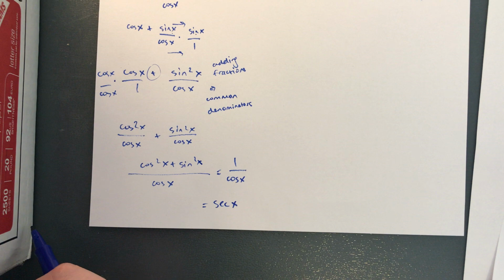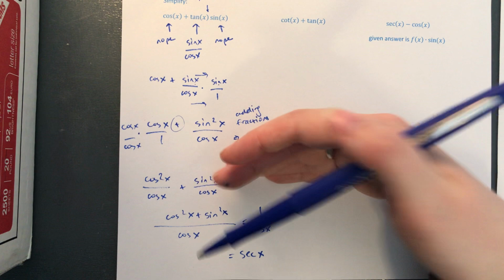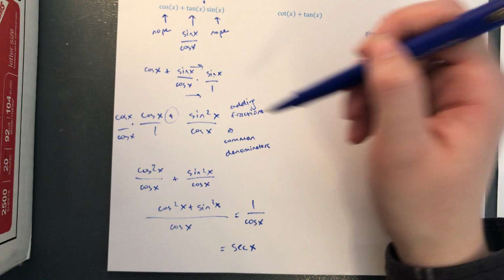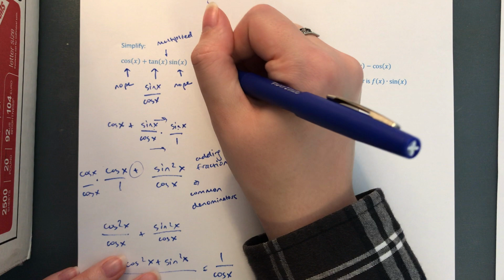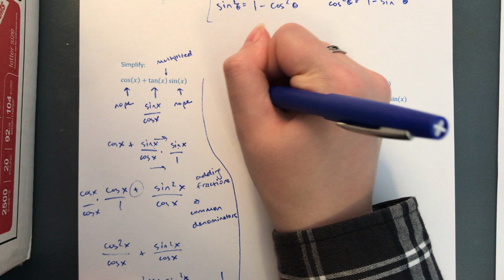It looks like it's kind of a lot of work, but I'm making sure that I'm showing every single step. So all we're doing is just really manipulating algebra. Ooh. So let's try another one. Cotangent plus tangent. Well, we can replace cotangent with cosine over sine.